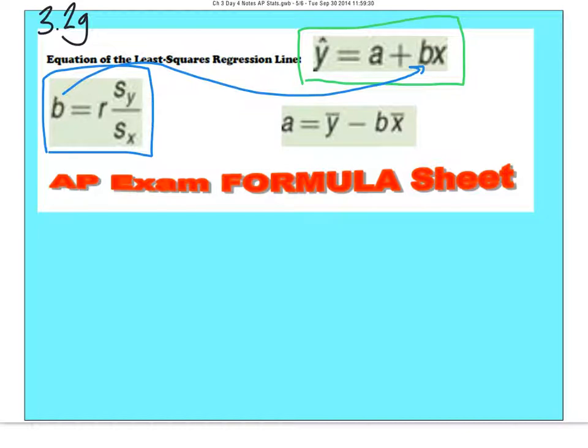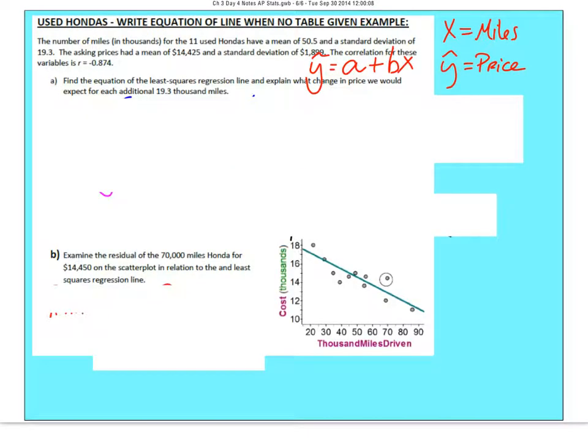To find the y-intercept, that is the a value, it's this formula here. So you would use this to find that. All you need here is the mean of the y's minus the slope that we found over here times the mean of the x's. Let me show you how to use those formulas in this example.